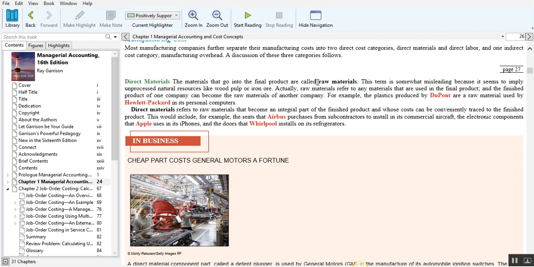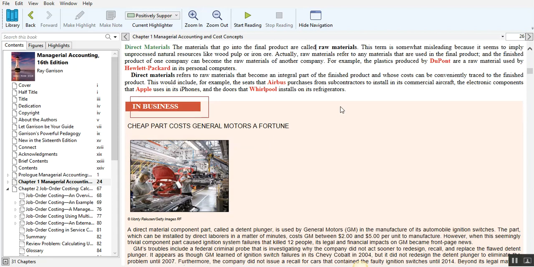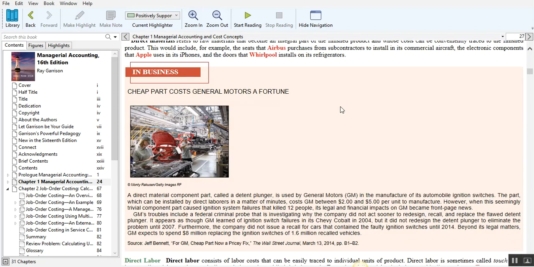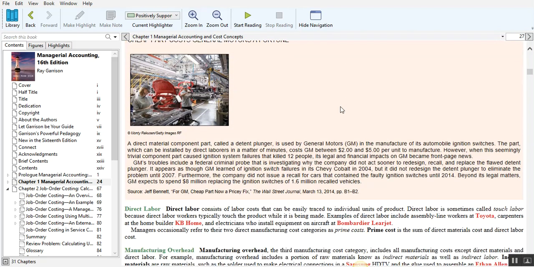But when we look at those direct raw materials, that will include all the things that go into that particular product. Direct materials include all the parts that go into a product if we're making something else. If we're manufacturing something like a car, for example, all those pieces that we're using to put that together, that's going to be a direct material.